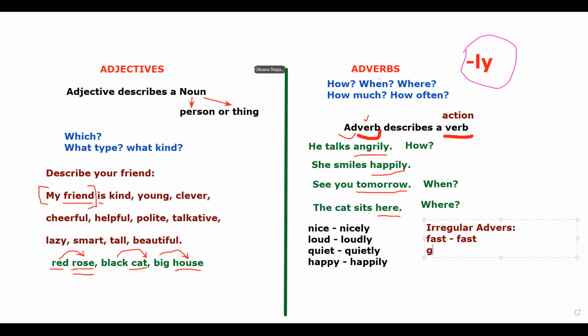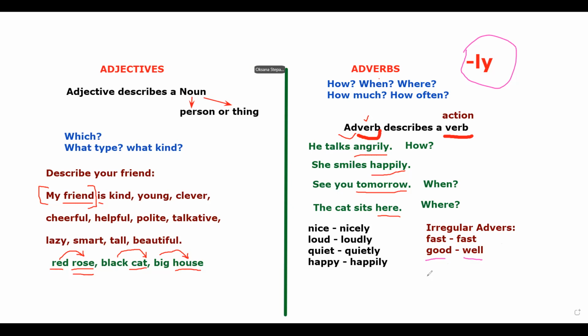Good and well. So good, here, this part, they are adverbs. This part, good is an adjective, well is an adverb. So good will describe a person or thing. Good boy, good dog, etc. And well will describe an action. And people simply say well done, or it was done well.